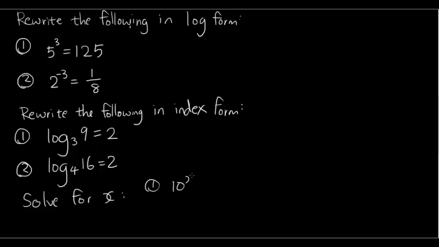10 to the power of x equals 4,000, and the second one, let's do 5 to the power, oh no, we can only do base 10, so 10 to the power of x equals 9,000. Okay, so I'll give you a minute to do that, and then we'll come back and do the answers.